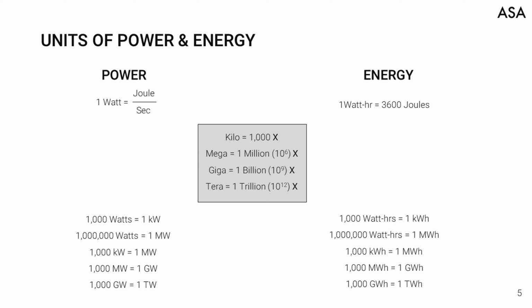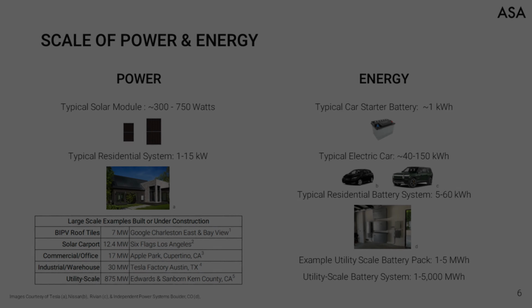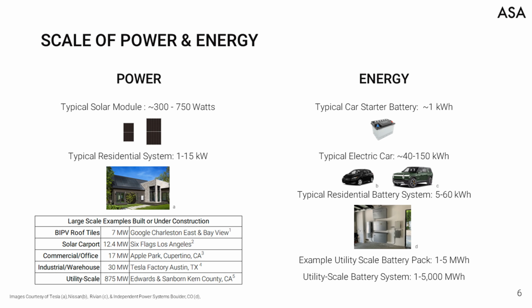And this same logic applies to watt hours, kilowatt hours, megawatt hours, gigawatt hours, and terawatt hours. Next, I would like to bring the scale of these units into view. Solar panels are rated in watts, and as of today, typically range in size from 300 to 700 watts. Typical residential installations range from 1 to 15 kilowatts, but can certainly get larger in certain instances.